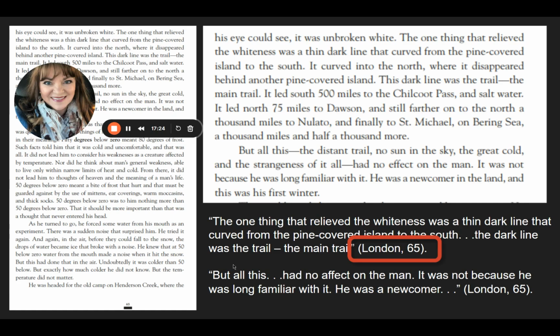And then I also took the quote, but all this had no effect on the man. It was not because he was long familiar with it. He was a newcomer. Both extremely important points that we're probably going to come back to later. Maybe these are things that we're going to be putting in our graphic organizer.